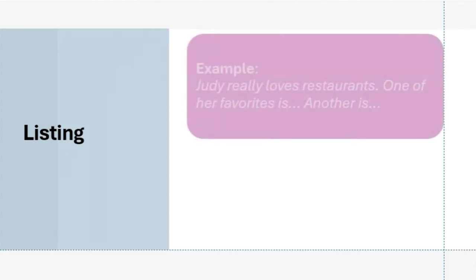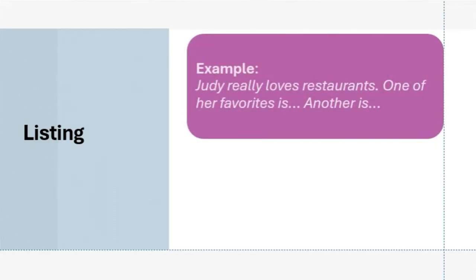One way to organize a paragraph is by listing. This pattern is useful when you need to provide a series of points or examples. Think of it like a list that's part of a paragraph. Each sentence adds another item or idea to the list.